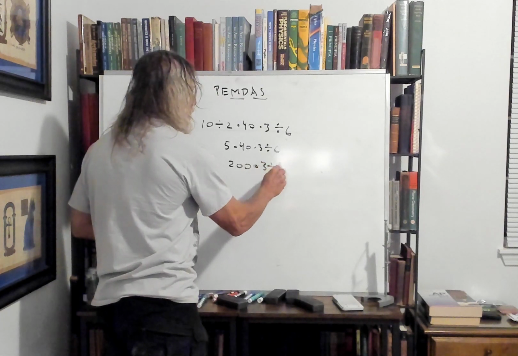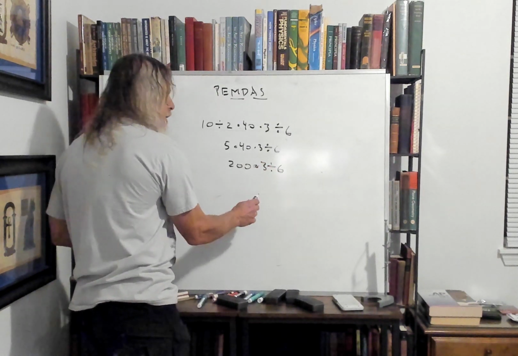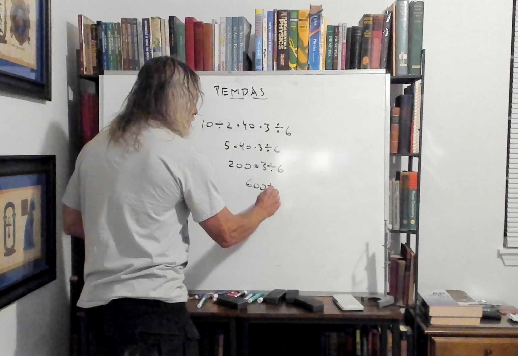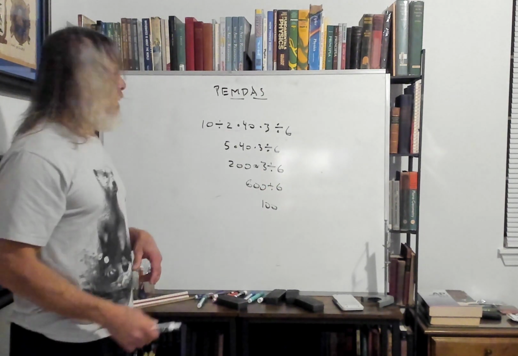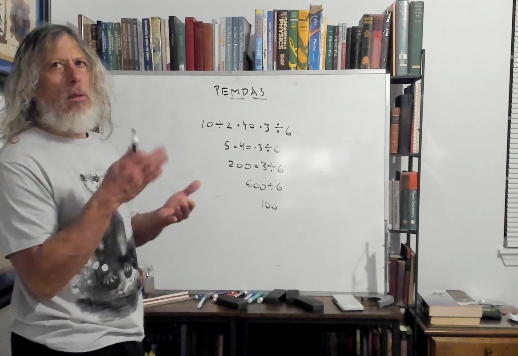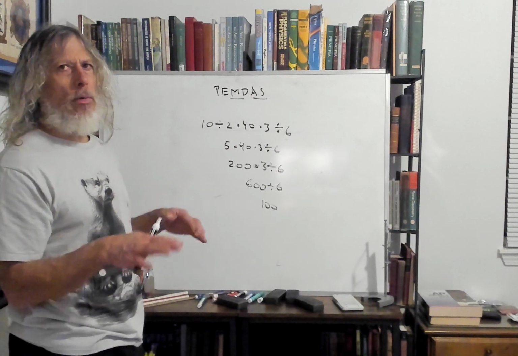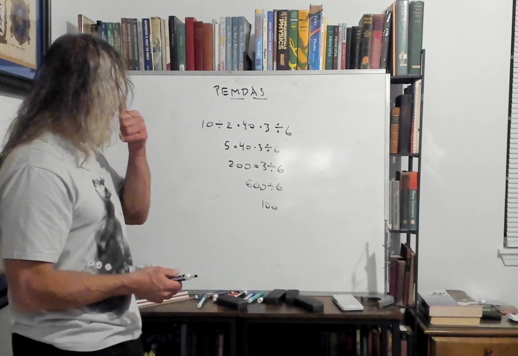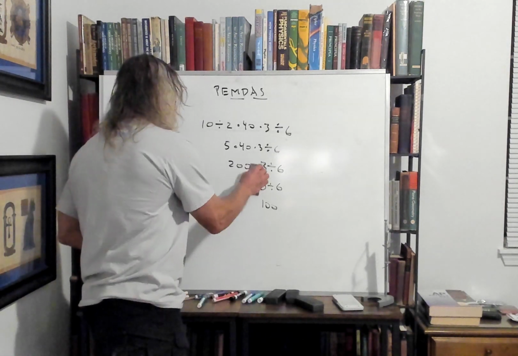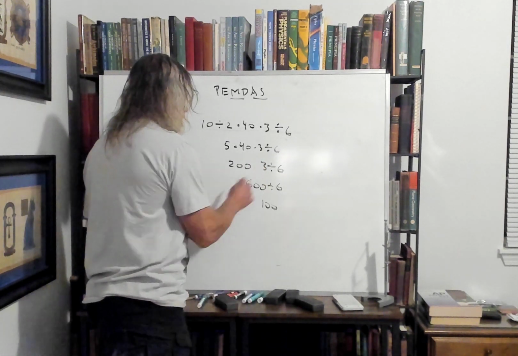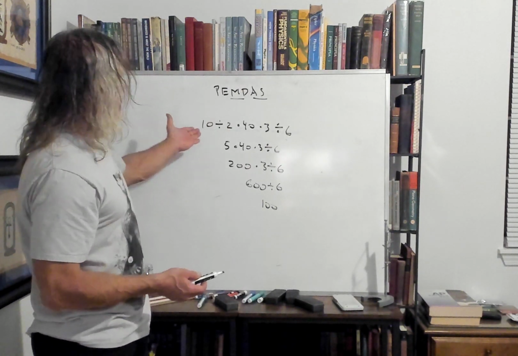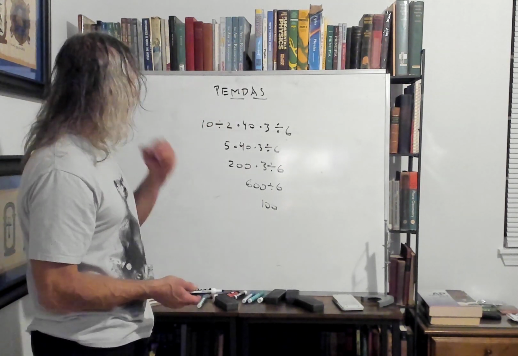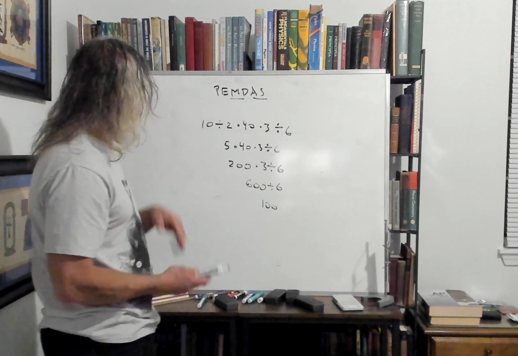Then 200 times 3 is 600. 600 divided by 6 is 100. Order of operations. And then it's a video. You can stop sometime, slow it down, rewatch, whatever. But that is how you do this. Okay. So multiplication and division as you find them left or right. Same with addition and subtraction.